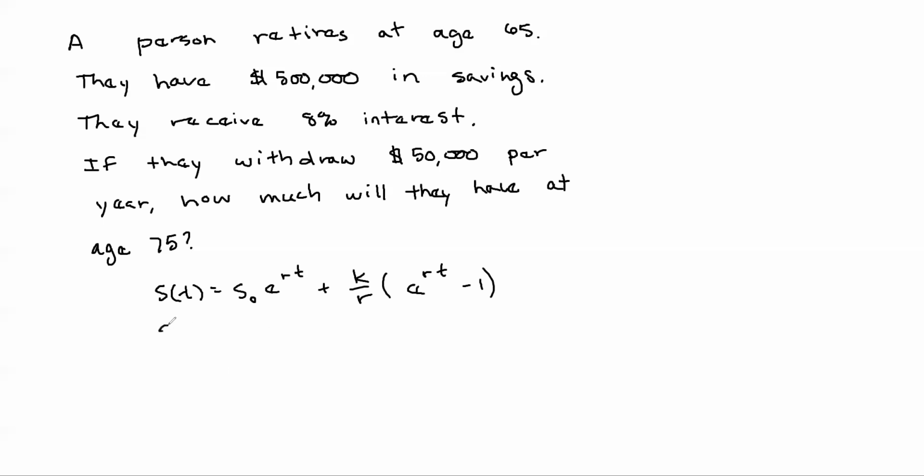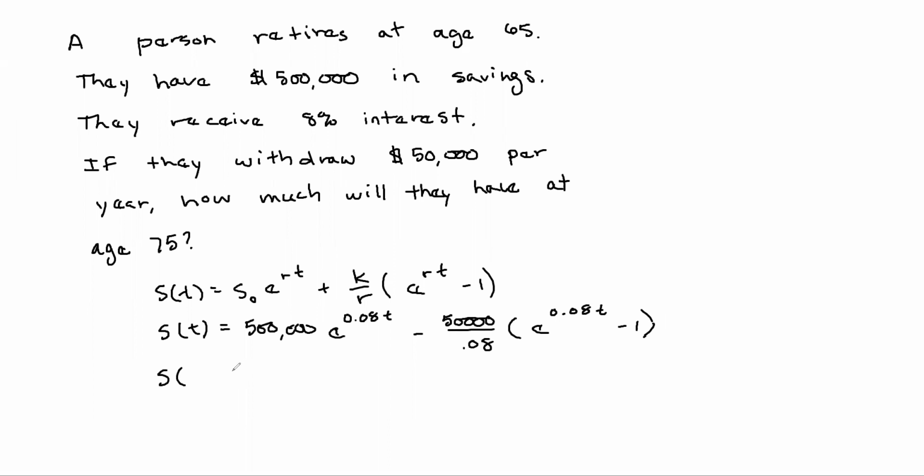And so now we just plug things into this. So now the initial amount, so they've got 500,000 they're starting with. So we're going to have 500,000 e, and then 0.08 is the interest rate. And then k over r. So they're withdrawing $50,000. So since it's a withdrawal, we want it to be negative. So we're going to have negative 50,000 divided by 0.08, and then e to the 0.08t minus 1.